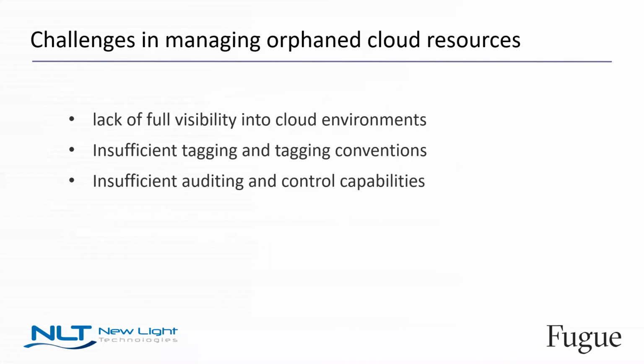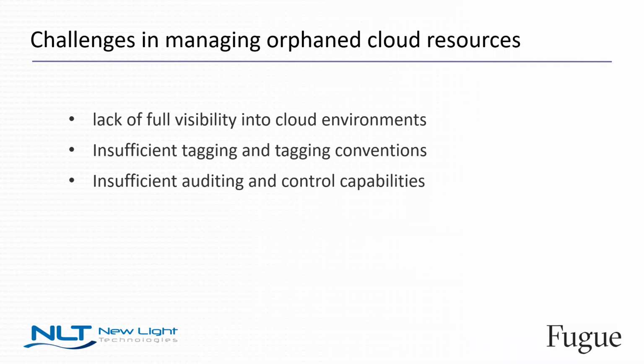So why does this happen? What are the challenges in managing cloud resources in general and also finding orphans? One is a lack of full visibility into cloud environments. You might be thinking, well, hey, there are lots of reports that you can pull from cloud provider tools and from third-party tools that will list all your stuff, and that's true, but that's not how humans work, right? We don't think in terms of spreadsheets, and it can be really hard to contextualize these things.